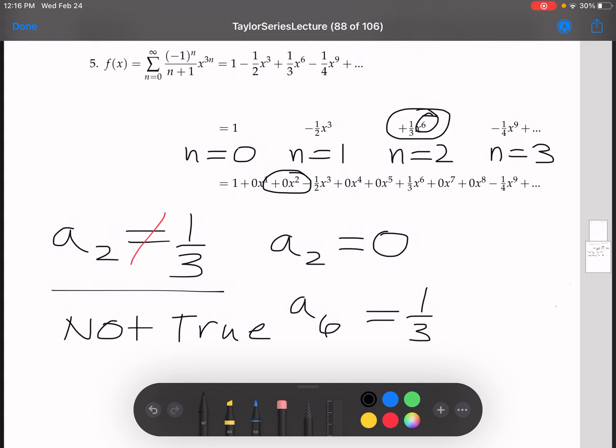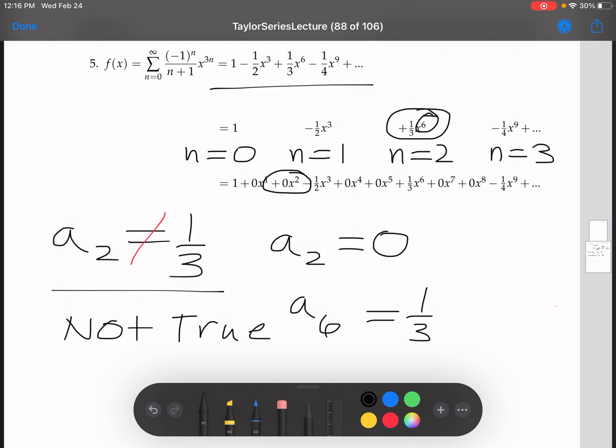So even though n equals 2 gives you 1/3 x to the 6th, that doesn't mean that a2 is 1/3. a2 is whatever goes with x squared. In this case, x squared has a 0 in front of it. So a2 is 0.